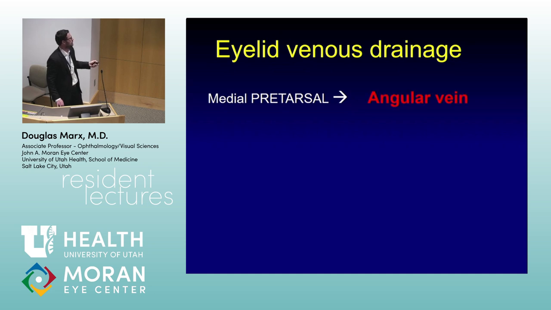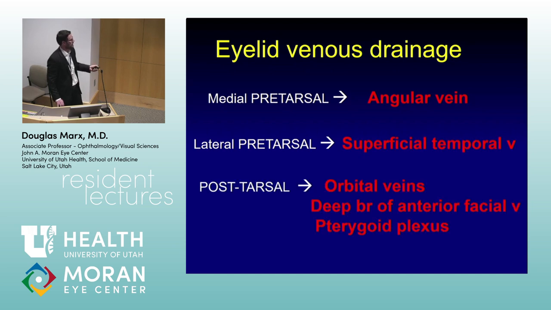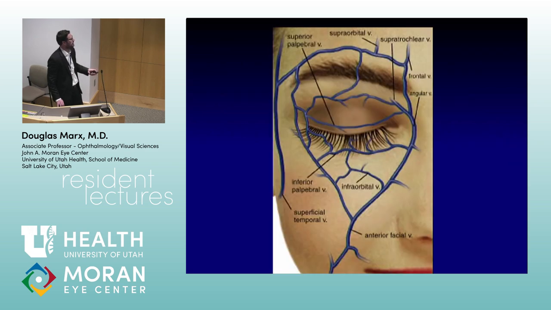So, medial pretarsal is the angular vein, right? Lateral pretarsal is the superficial temporal. And then the orbital veins, deep branch, anterior facial, and pterygoid plexus. And here's a picture of it. I think just having a general understanding of that drainage is important. So, I'll tell you the thing.